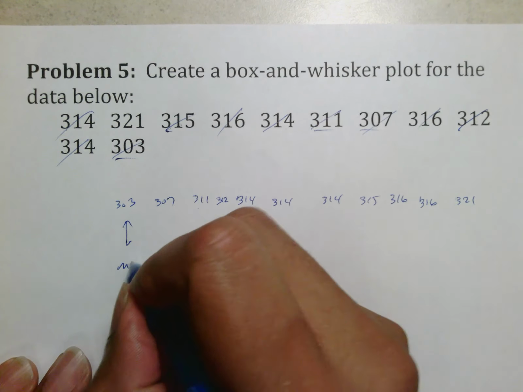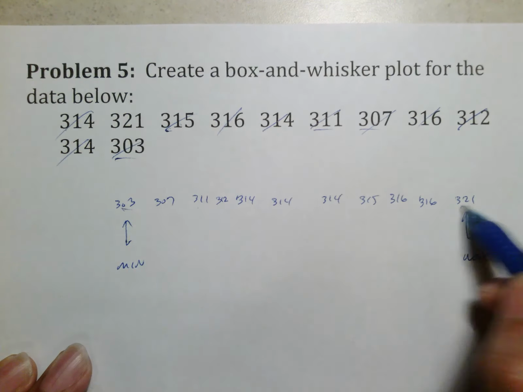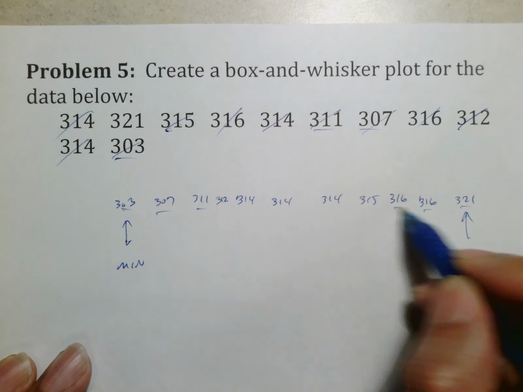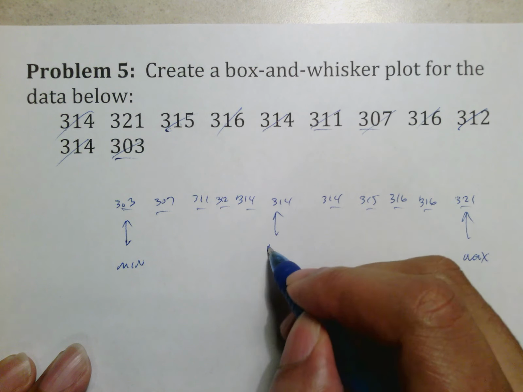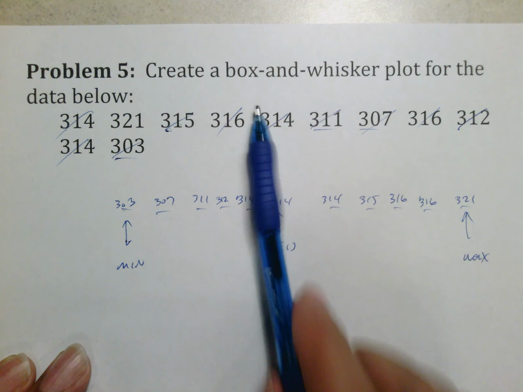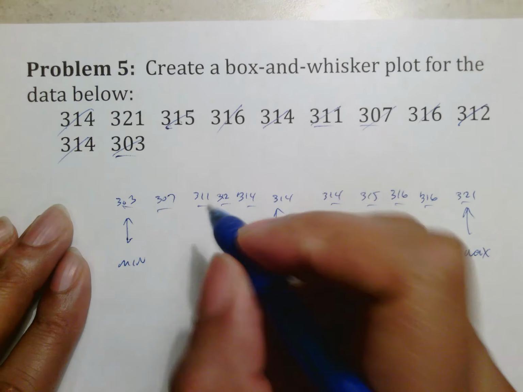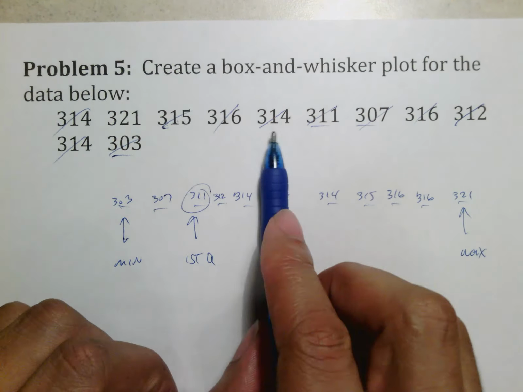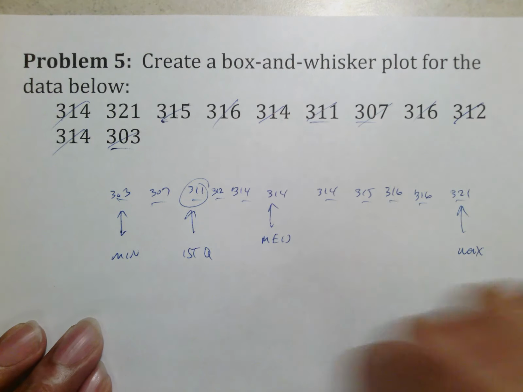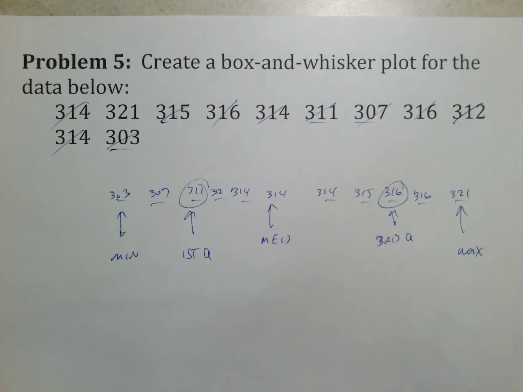This being my minimum, this being my maximum, lining these up, being careful that I line these up right, means that my median is 314. That's a nice match, and because that is my median, remember I cover it up. Looking at your other ones, looks like 311 is my first quartile, and covering this up and looking at the other edge, looks like 316 is my third quartile.